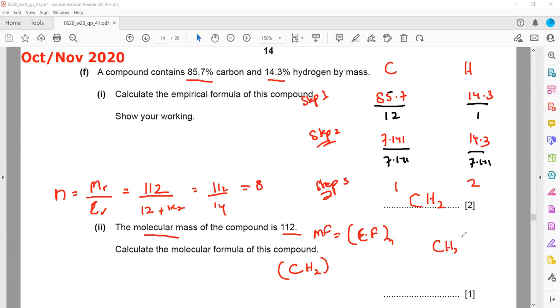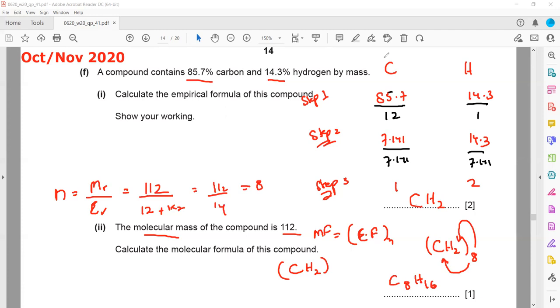So it is (CH2) in a bracket, to the power 8. This 8 is multiplied with carbon and this 8 is multiplied with hydrogen. So it will be C8H16. This is the molecular formula of the compound.